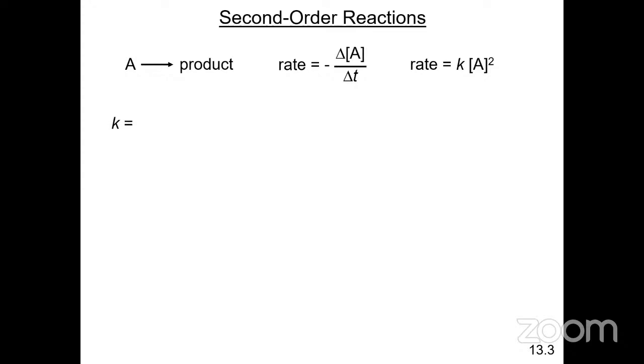What would be the units of K in this case? So we rearrange this equation here to solve for K, and this is what we end up with. Rate is equal to K times the concentration of A squared, so K is equal to rate divided by the concentration of A squared, all right? So if the rate units are in M over s, and the concentration of A squared units will be M squared, then this simplifies to 1 over M times s, right?